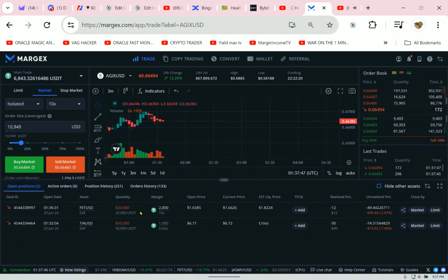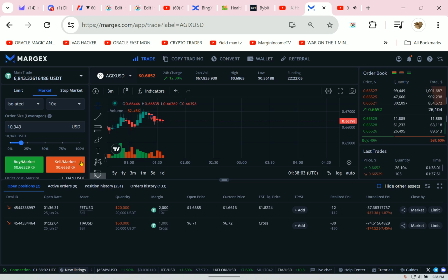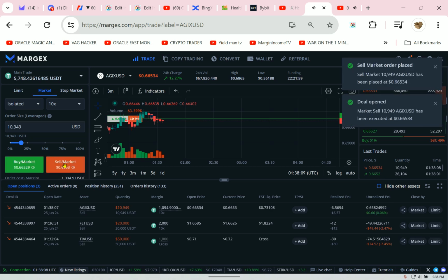Same thing we do on Bitunix, we're going to use on Margex. So we got TIA and FET. I do not like that TIA is on cross. Let's continue. This Ajax nonsense, whatever this is, isolated 10x. What do we have here? $1,000. I'll leave that for when the hammer falls.